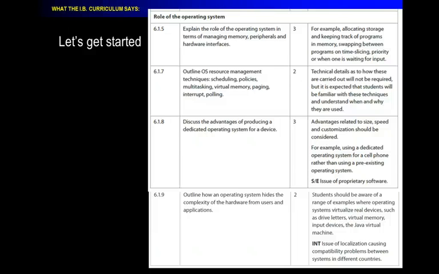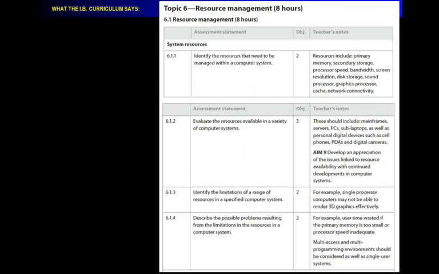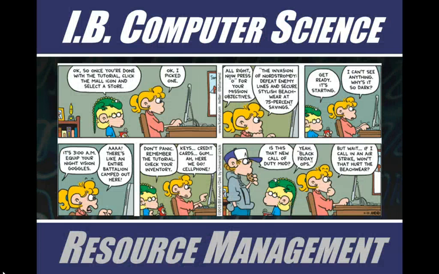Okay? Outline how the operating system hides the complexity of hardware from users. Students should be aware of a range of examples. For example, drive letters, virtual memory, input devices, the Java virtual machine itself hides that from the memory, etc. Okay? And that is what that was about.